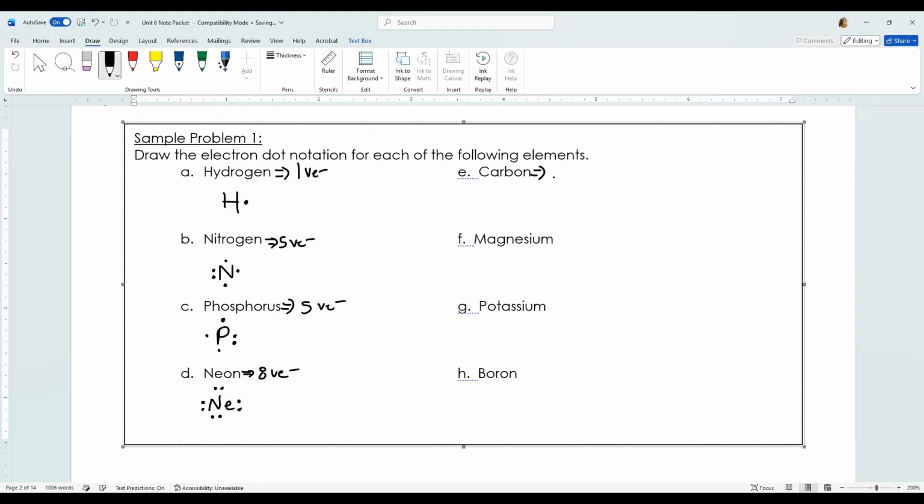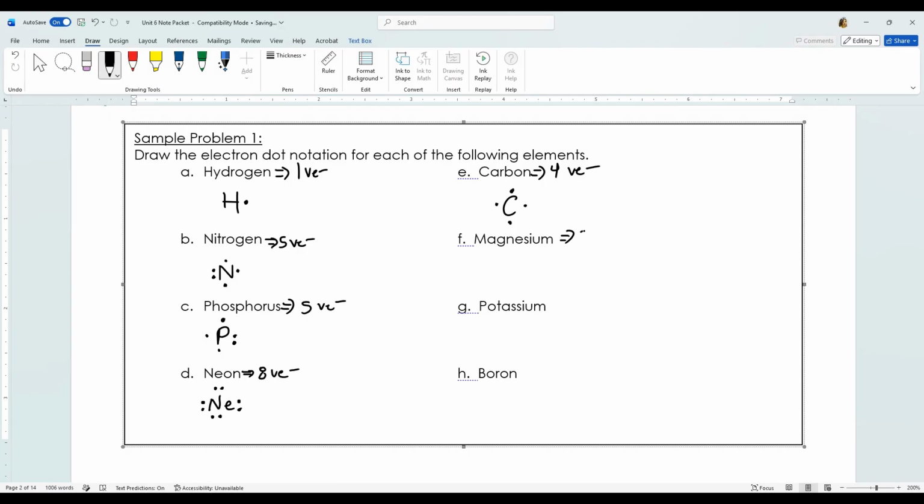Carbon is right before nitrogen, so carbon has 4 valence electrons. Draw the carbon symbol, and again, we're just going to place the electrons, one on each side. There we go. Carbon wants 4 more electrons, which we'll get into in the next section, but it should have 4 electrons that are not in pairs. They're singled up.